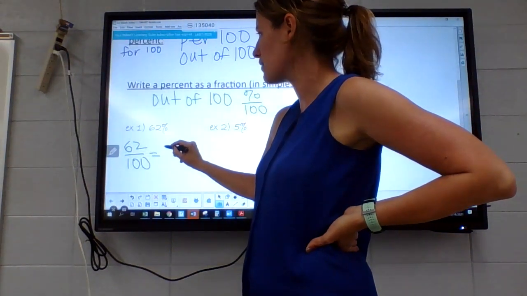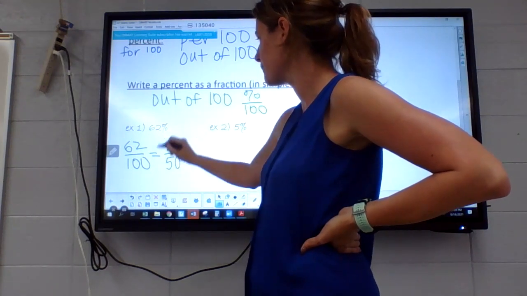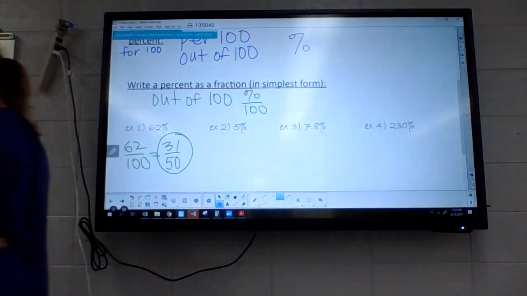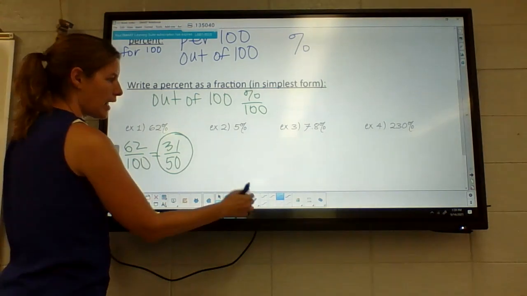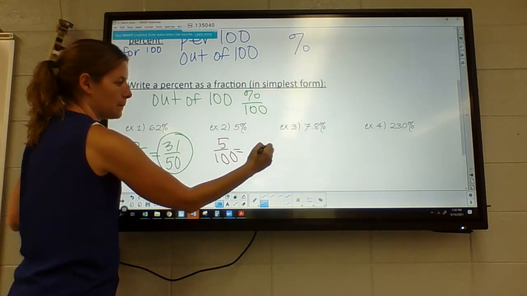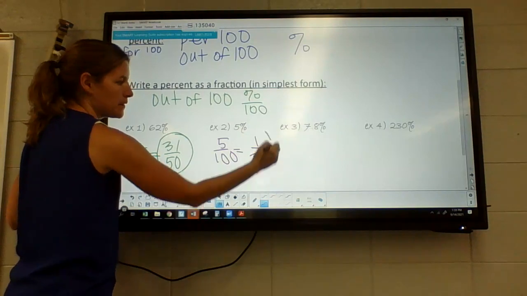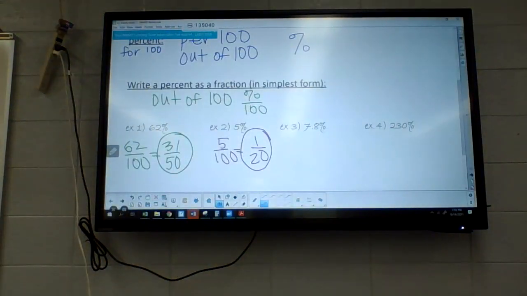But you can divide that by, I believe, just 2, right? No, it should be more than that. Or no, that's 31 over 50. I took a minute, I was thinking 36 for some reason. It's 31 out of 50. So that would be that simplified fraction. Then we have 5 out of 100. So that's the simplified fraction.